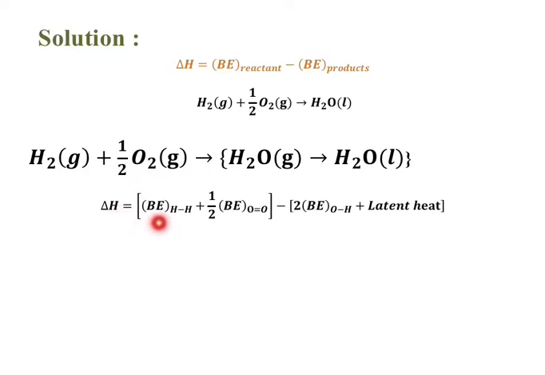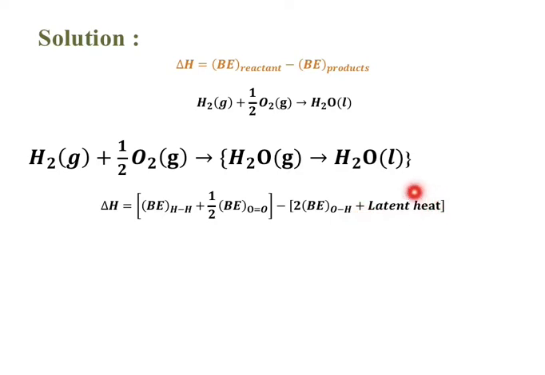In the numerical part we should put the half in the reaction, the same as in the enthalpy. So: bond energy of hydrogen plus half into bond energy of oxygen, minus, on the product side, 2 into bond energy of oxygen and hydrogen. We know, as I already said, that H2O has 2 O-H bonds, that's why we put 2 before the bond energy of oxygen and hydrogen. Plus latent heat. The latent heat is involved to convert the gaseous state to the liquid state, that's all.